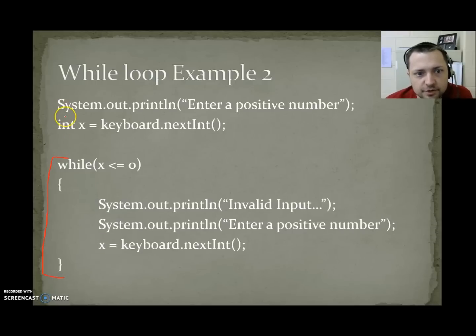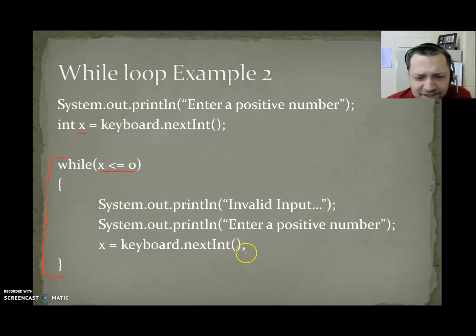But let's say they entered negative 2. Well, it says positive number. Hold on, let me erase that. We're already moving. So a positive number would be something greater than 0. So let's say they entered 0, that maybe they don't know what a positive number is. So if they entered 0, the loop would activate. Is 0 less than or equal to 0? Yes, it is. So it would say invalid input, and it would tell them to enter a positive number.